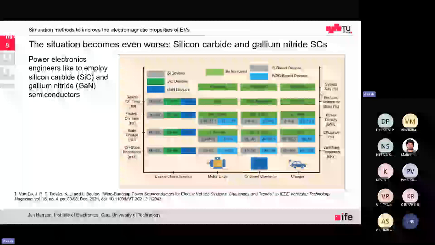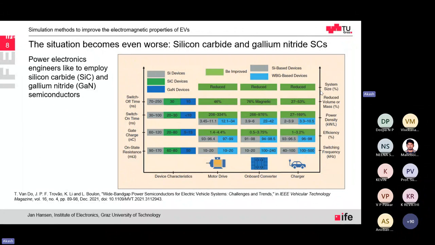Power electronic engineers really like them because you see here, there are several application cases. We look here at the motor drive. If we use SiC devices or GaN devices, then the volume of our system can be reduced by 46%. The power density can double or even triple using these devices. So they are very, very attractive from a power electronics point of view. Unfortunately, for an EMC engineer, they are pretty bad.